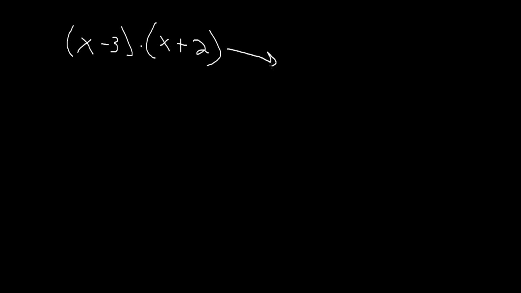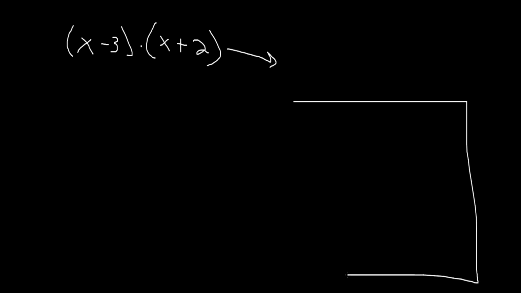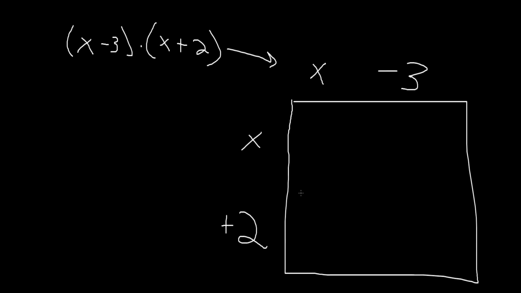So what I'm going to do is draw a box. And on top of that box, I'm going to put x minus 3, because that was my first term. And then on the left-hand side, I'm going to put x plus 2. Now I'm going to split this box into 4 parts, and it's 4 because it's a 2 by 2 box.